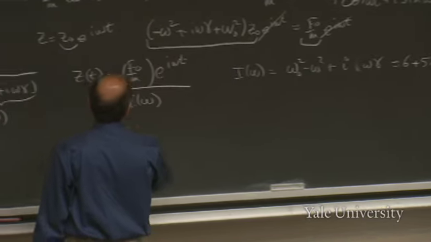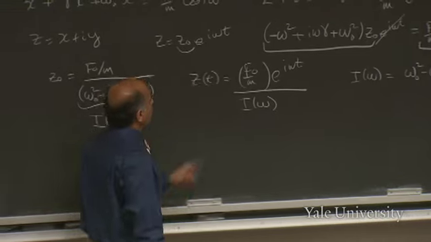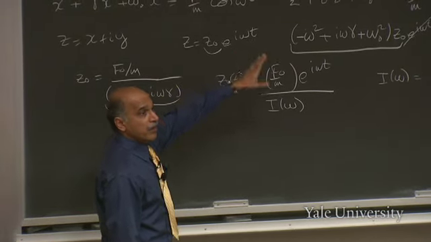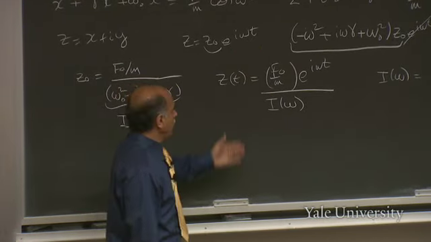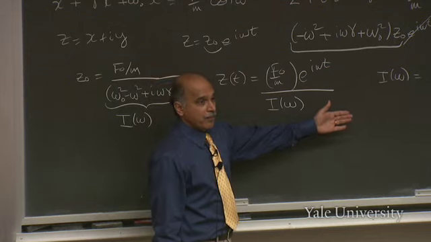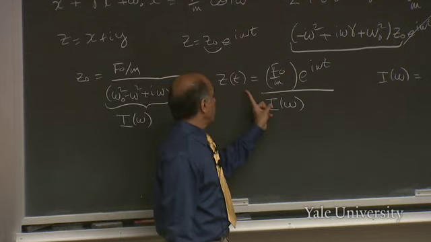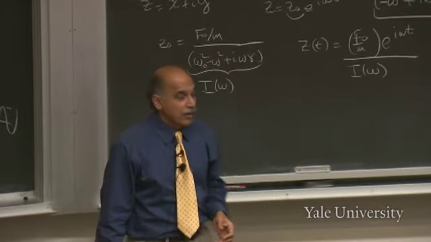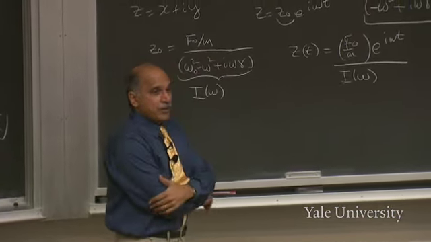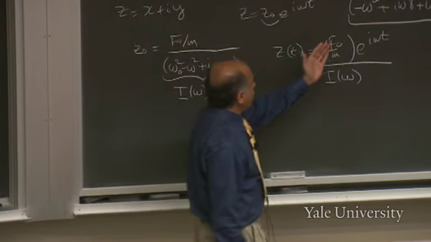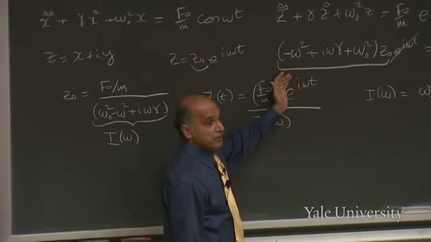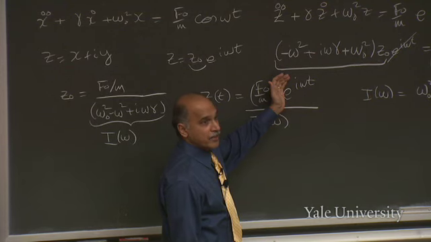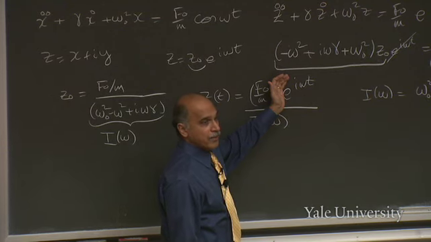Okay, now we've got z of t. If the problem given to us was z, we're done. You don't have to do any more work. Here is the answer. But we were told to take the real part of this answer because x was the real part; y was not part of the game. How do you take the real part? Your temptation may be, well, e to the i omega t is cos omega t plus i sine omega t, so drop the i sine omega t. But that would not be right.